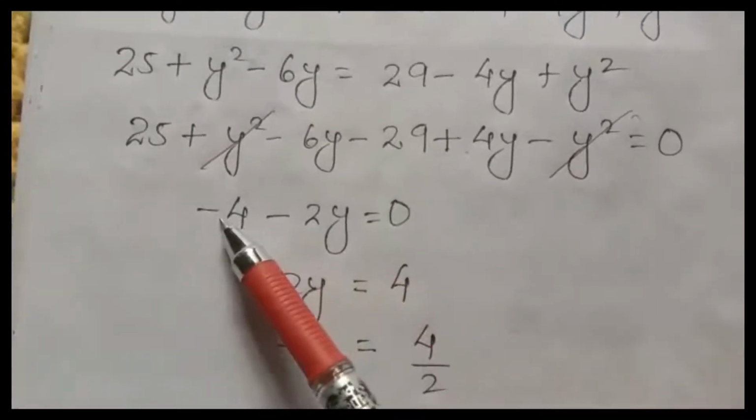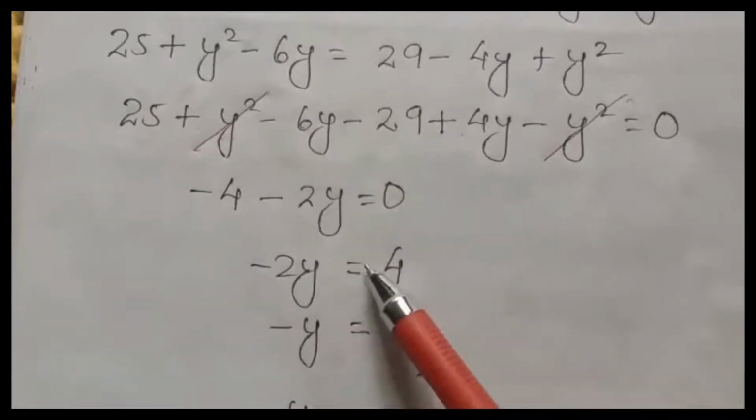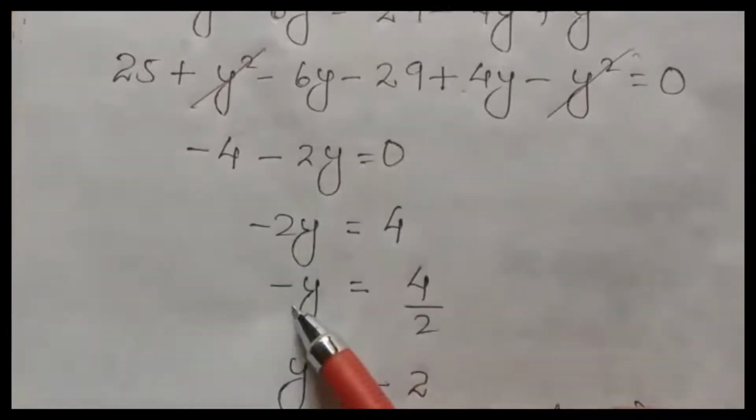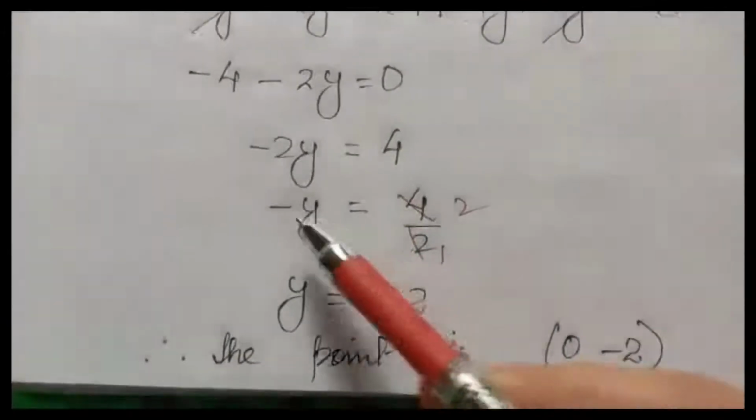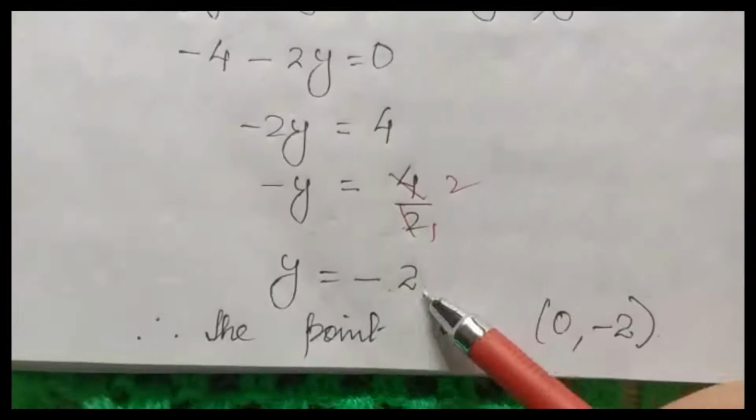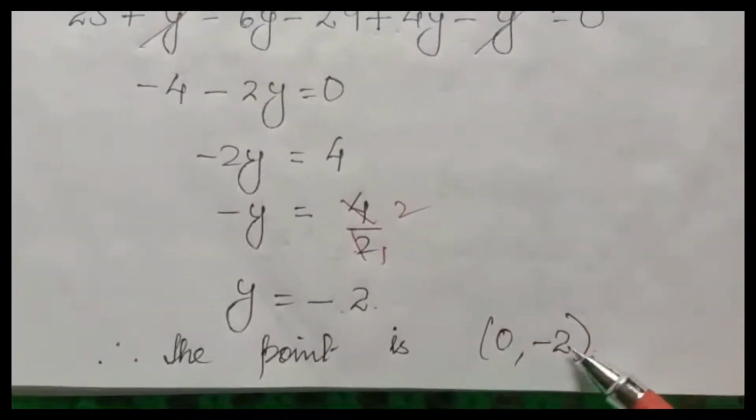So we'll write this number on the right hand side. Minus 2y is equal to 4. So minus y is equal to 4 divided by 2. 2 1s are 2, 2 2s are 4. So the value of y will be minus 2. So the point is (0, -2).